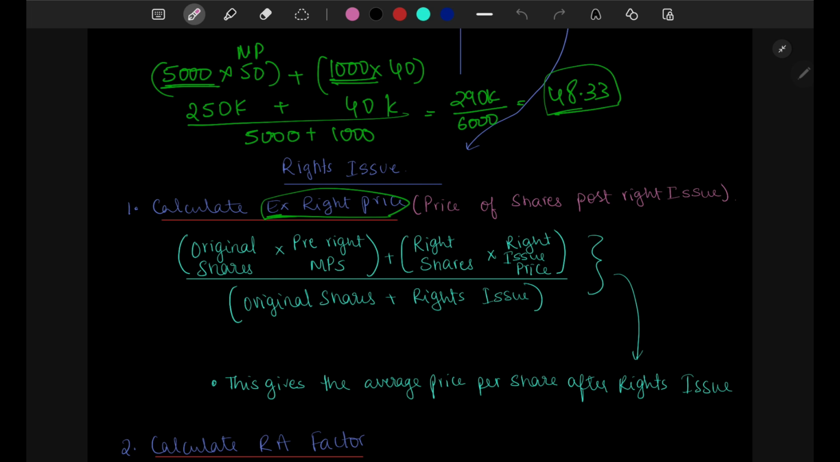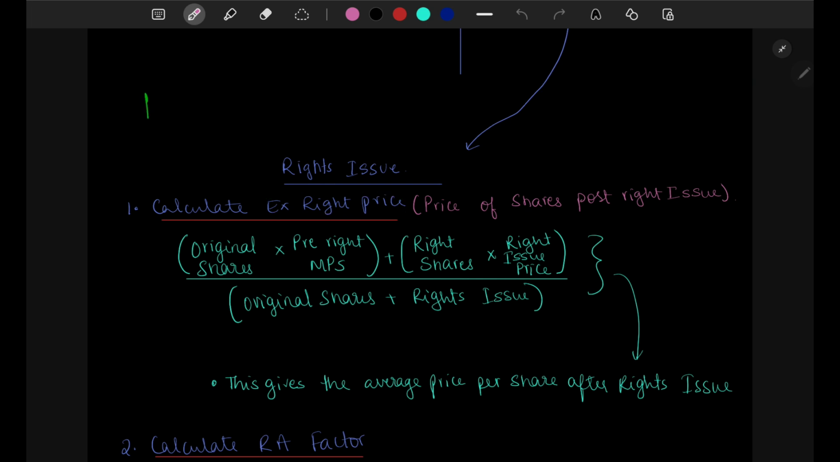Okay, so this is the right price, or rather the price after the rights issue. Why do we need that? We need that to calculate the adjustment, so we'll have to bring all of them to equal quantity, right? The shares that existed prior. Let's just assume the timeline.